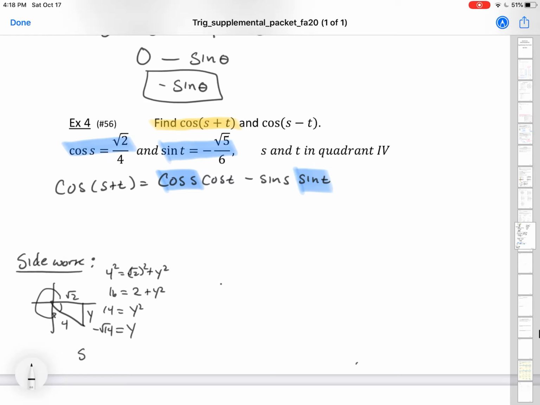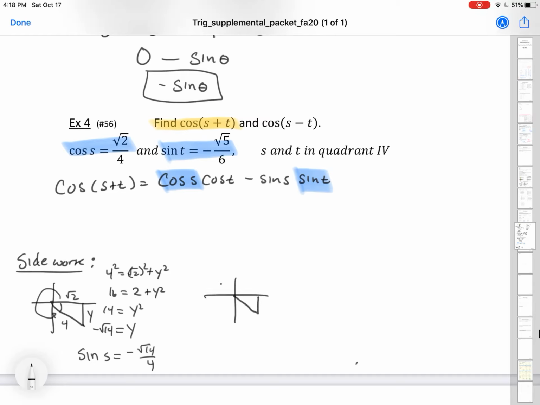So what do we know? We know the sine of s, which we didn't know before. We knew the cosine of s, and the sine of s is negative root 14 over 4. Does the negative make sense? Absolutely. We're in quadrant 4, so the sine would be negative. Still side work.